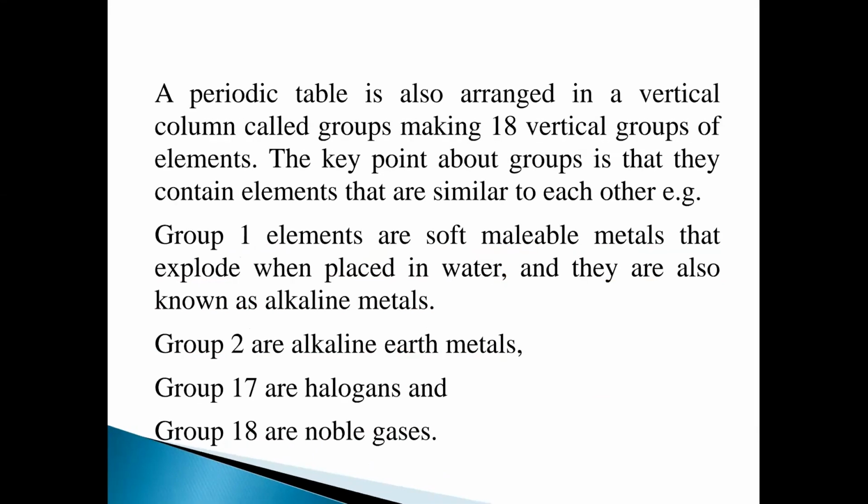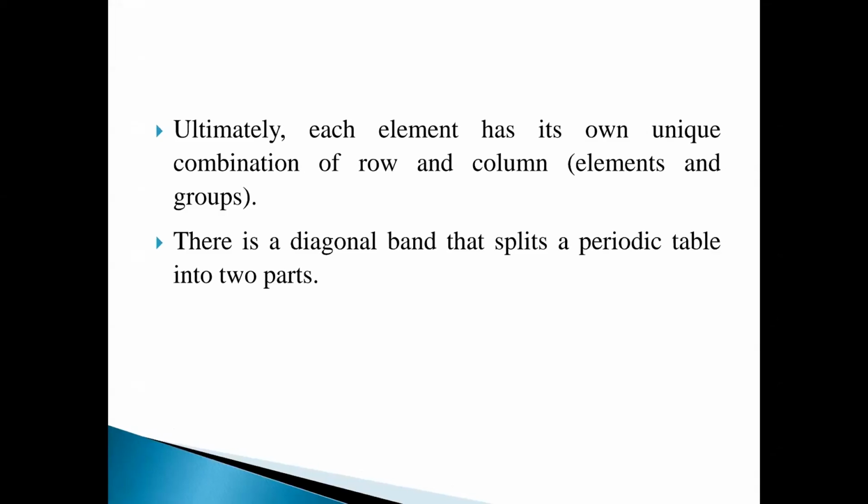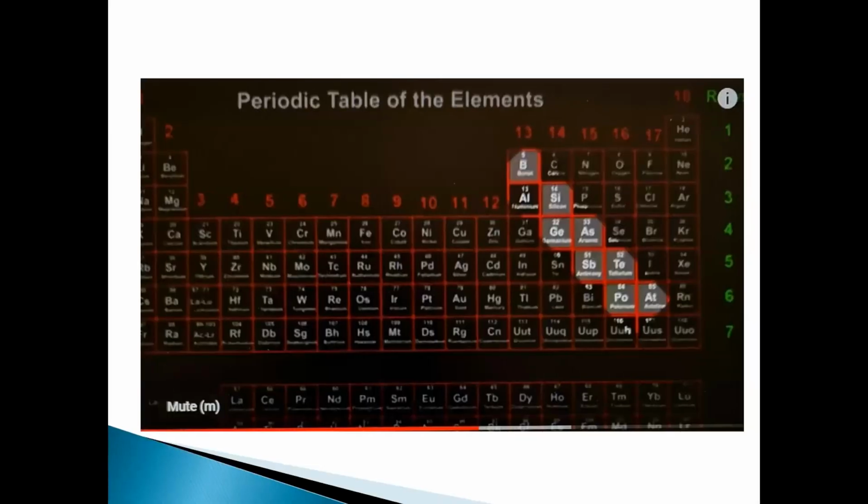Ultimately, each element has its own unique combination of row and column, right? Elements and groups. There is a diagonal band that splits a periodic table into two parts, right? This one you also have to listen and open your eyes. Can you see it? They represented it for us so that it's clear.